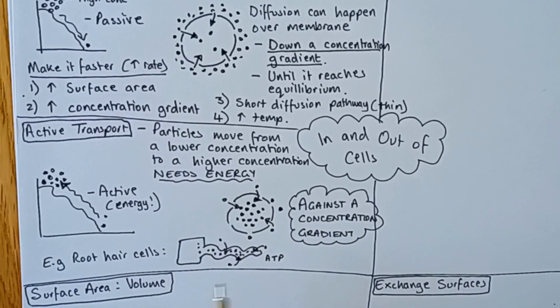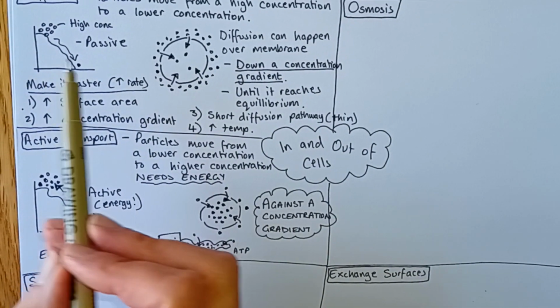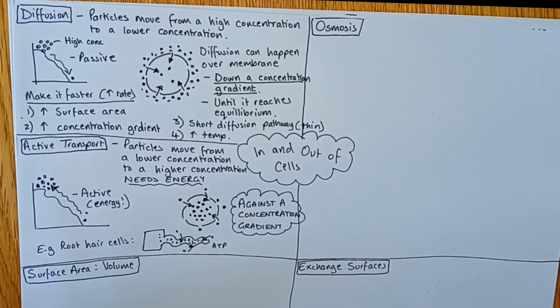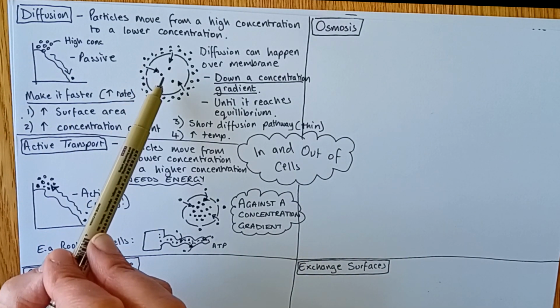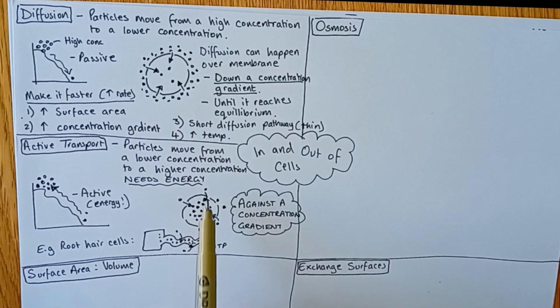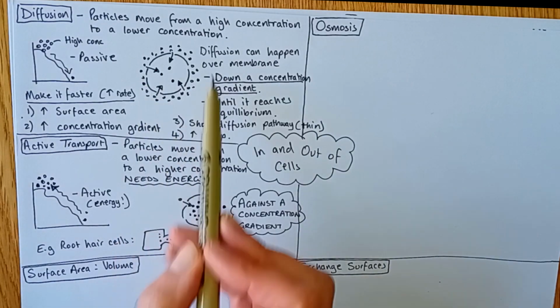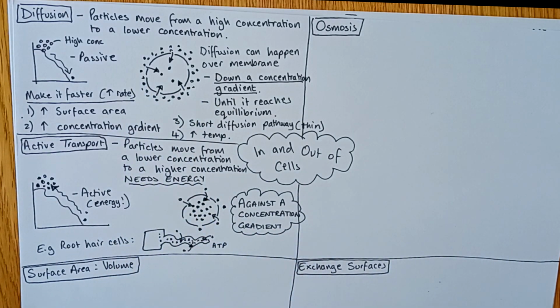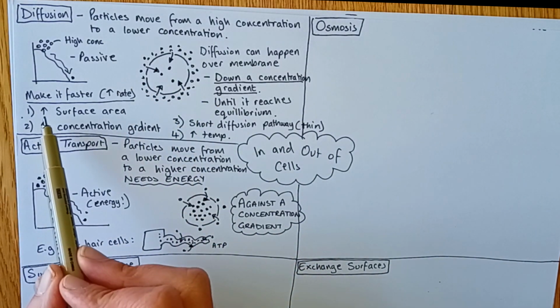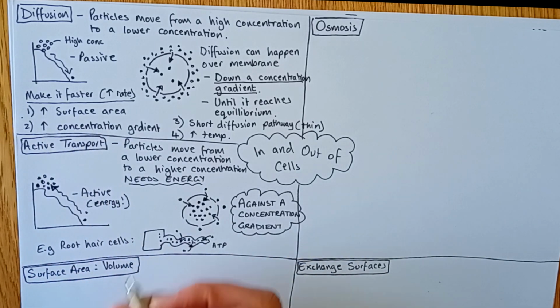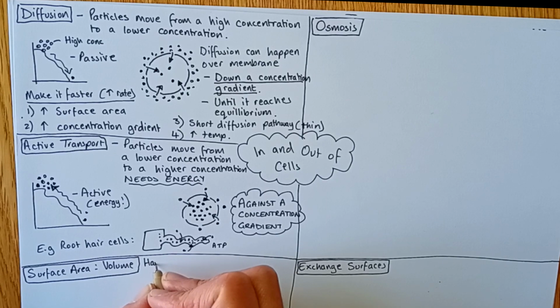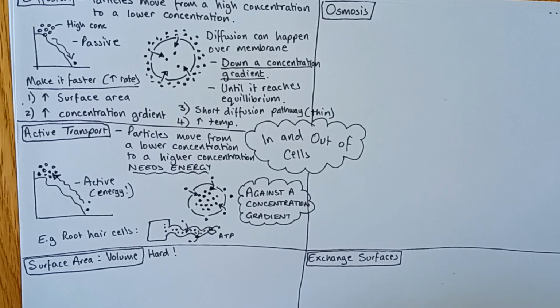All right, so we've got our two main forms of transport in and out of cells. We've got diffusion going from a high concentration to a low one passively. We've got active transport going from low to high actively. And we need this process especially, but also this one to be as fast as possible. And like we said, one of the ways we can do that is by increasing the surface area. For some of you, this is going to be hard. Others, you're going to be saying, this is just maths, and that's fine.